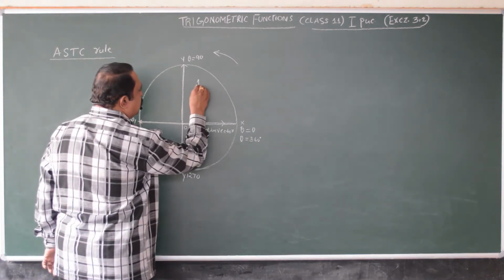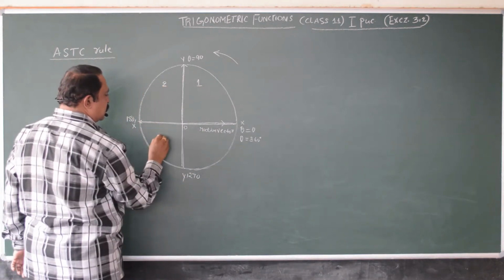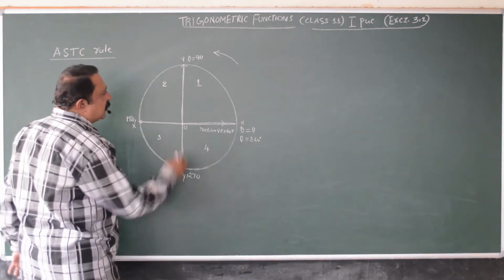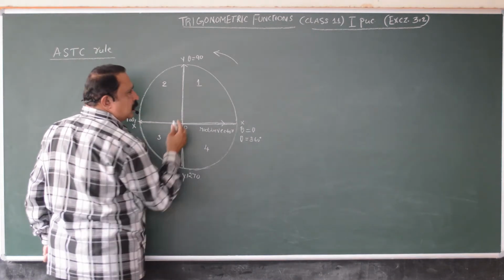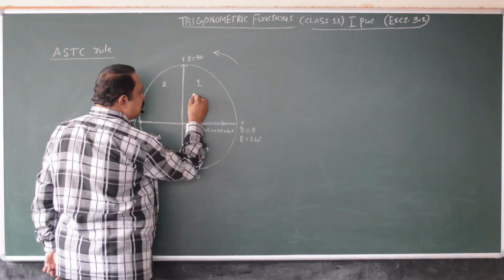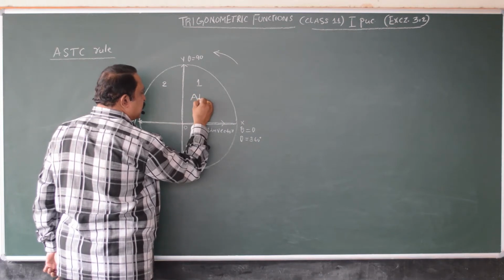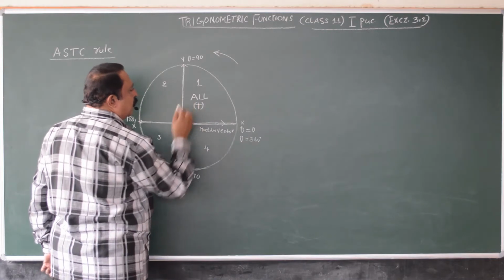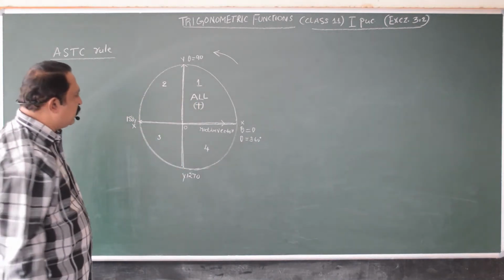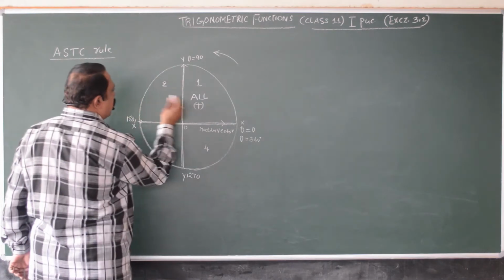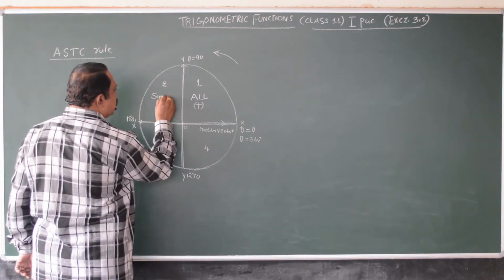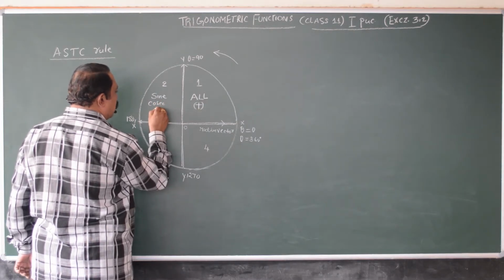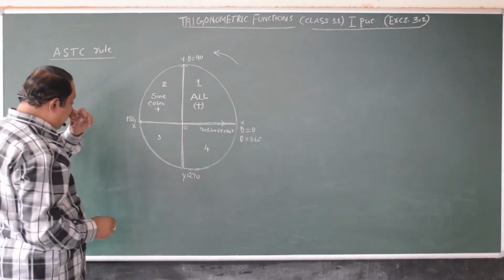Now these are called quadrants, which are numbered in the anti-clockwise direction like this. And this is the first quadrant. You know that there are 6 trigonometric functions. In the first quadrant, the signs of all trigonometric functions will be positive. In the second quadrant, only the sine function and its reciprocal, that is cosecant, will be positive and the others are negative.